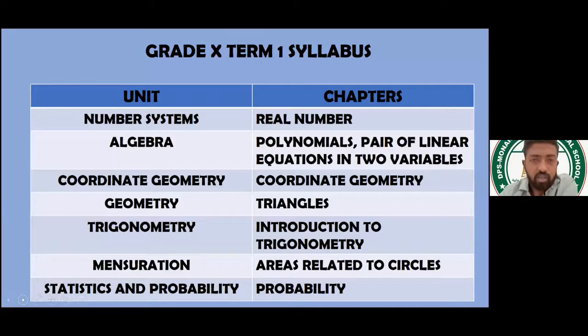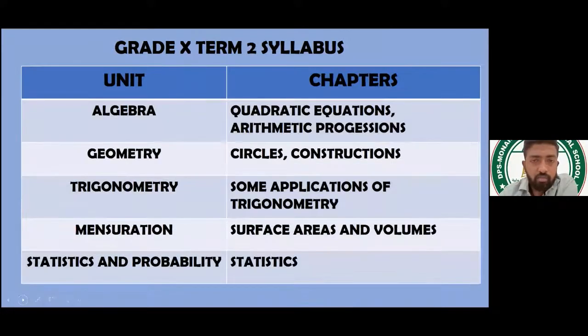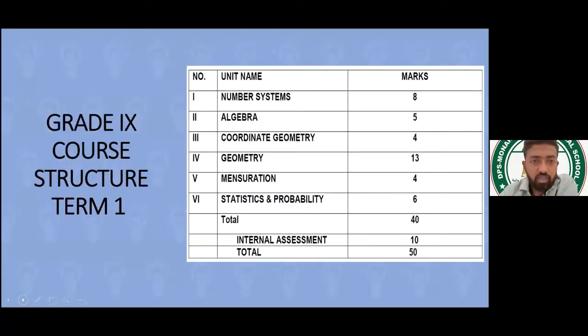Moving to the next slide. For term 2, the unit algebra will have quadratic equations and arithmetic progressions. Geometry will have circles and constructions. Trigonometry will consist of some applications of trigonometry. Mensuration will have surface areas and volumes. And statistics and probability will have only statistics. So that's about the grade 10 course structure.